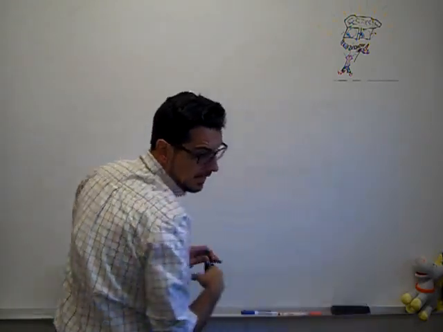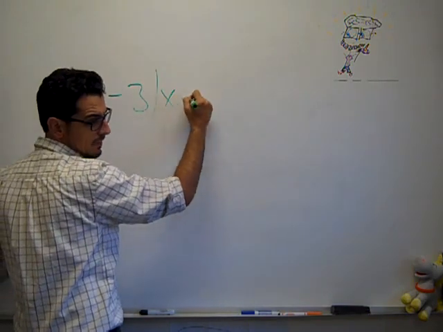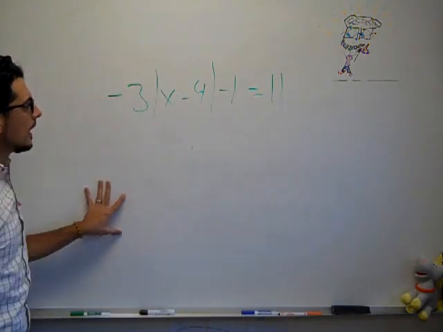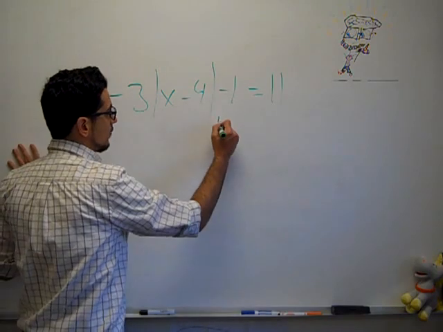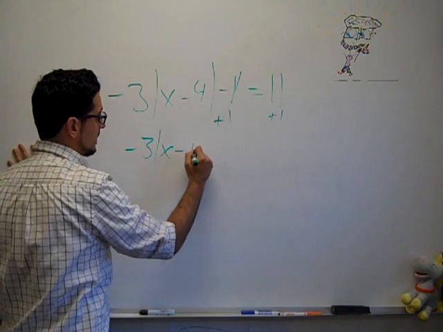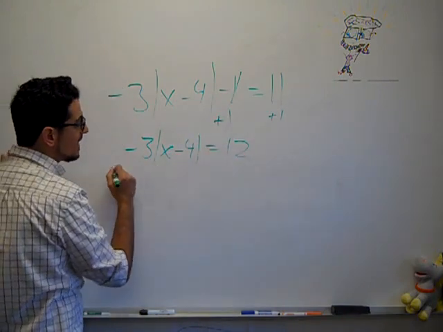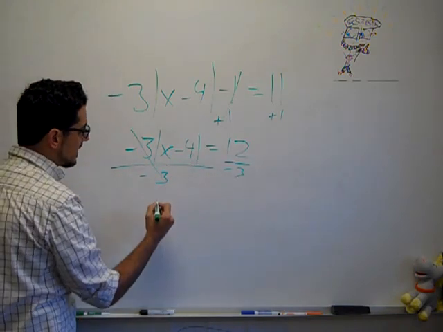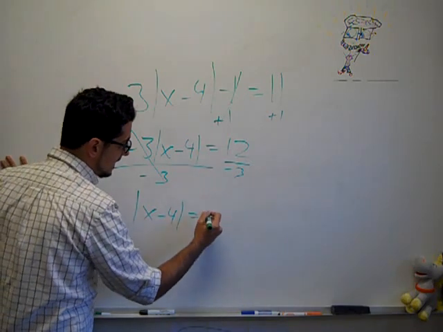So if I had a case in which I have negative 3 times the absolute value of x minus 4 minus 1 is equal to 11. I would begin by adding 1 to both sides. And I'm at negative 3 times the absolute value of x minus 4. Remember that we like to rewrite our problems. I'm at 12, again somehow. Divide by negative 3, divide by negative 3, or I could have multiplied by the reciprocal. And now I'm at the absolute value of x minus 4 is equal to negative 4.